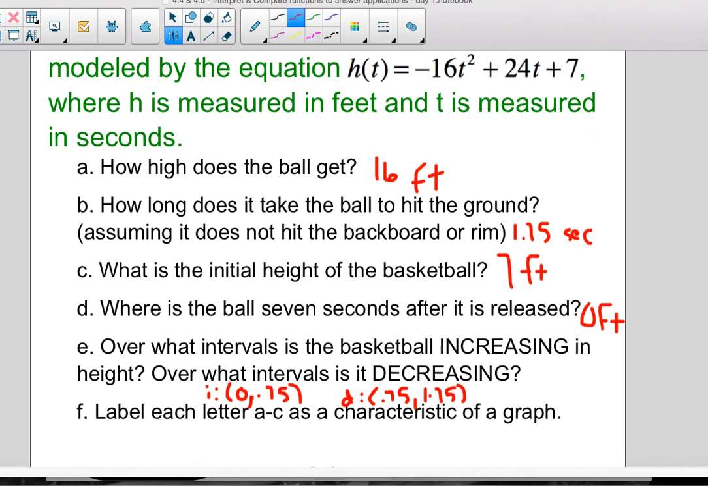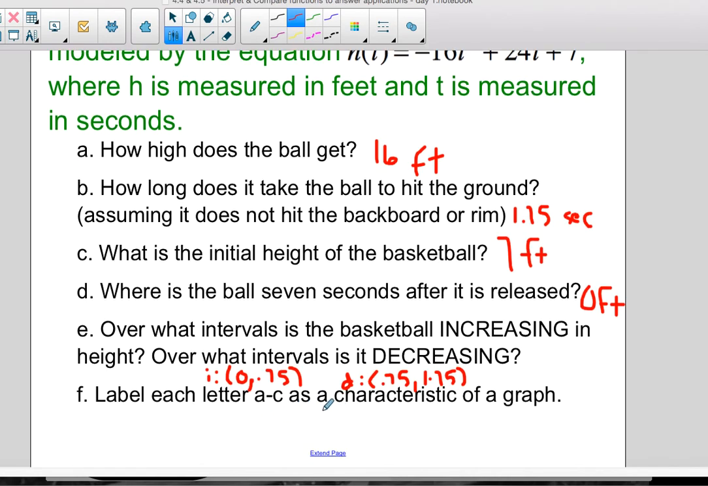And then last but not least, label each A through C as a characteristic. So how high does it get? That would be our max value. Same thing as the highest y coordinate.